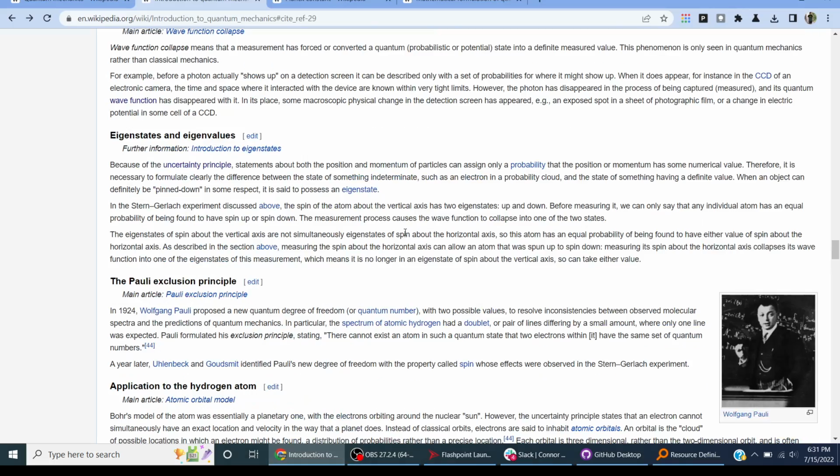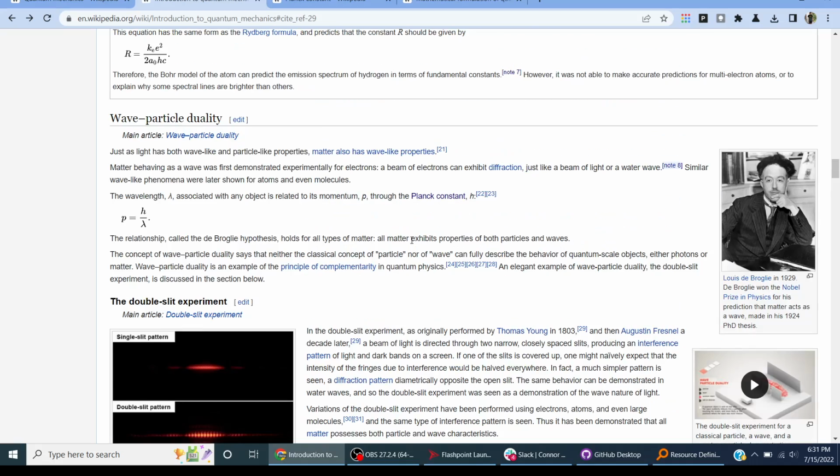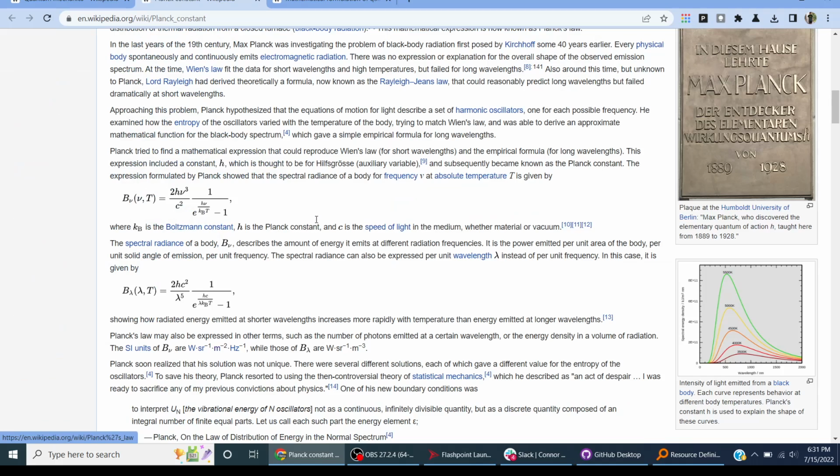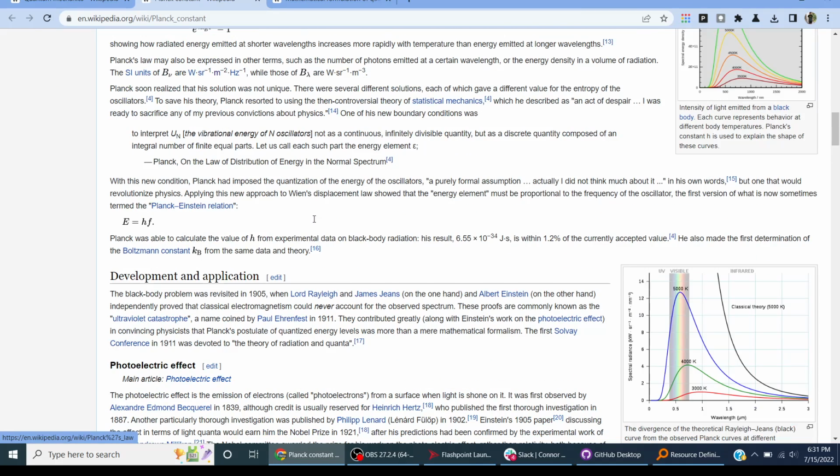So I'm going to be doing just recording Wikipedia articles. I'm going to read them out loud. I'm going to read the Planck Constant. Well, let's see. Yeah, let's read the Planck Constant out loud.